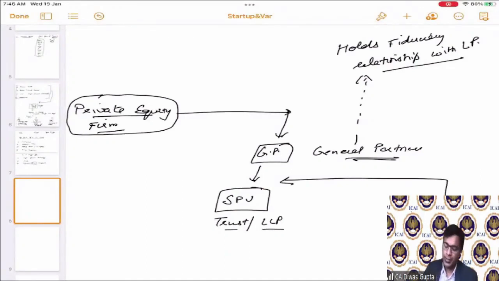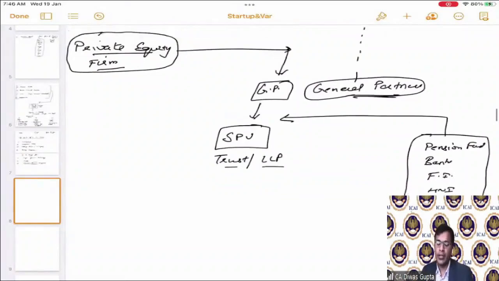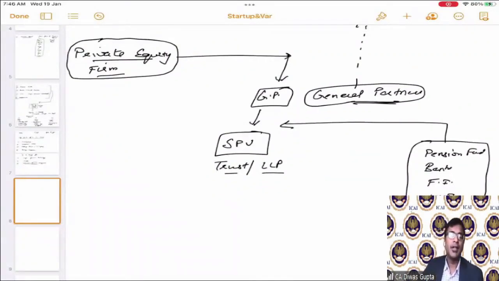What is a fiduciary relationship? It means that they are going to handle the limited partners' investments. They are responsible for the security of that investment, for ensuring that the investment is not going down. They will have to carefully analyze and assess everything in the overall scheme of this arrangement. So these people are called general partners. These general partners will be appointed from the private equity firm to manage this SPV, and they will also bring, let's say, some kind of contribution.